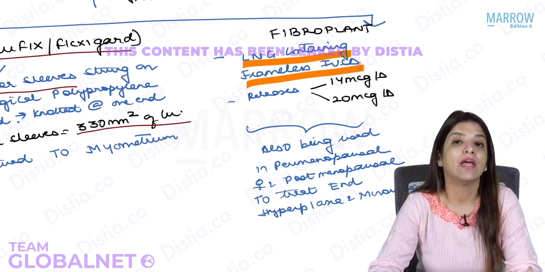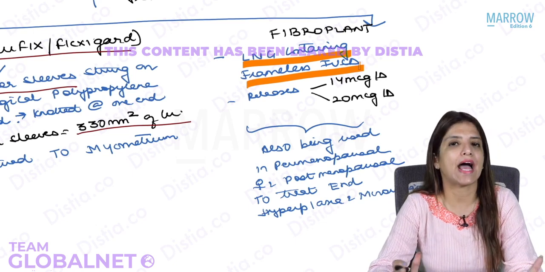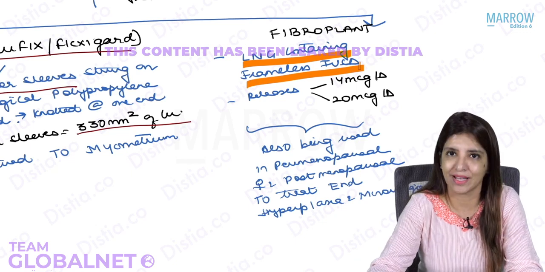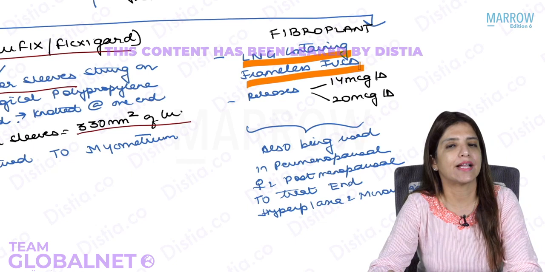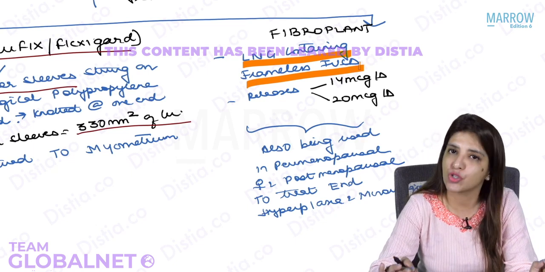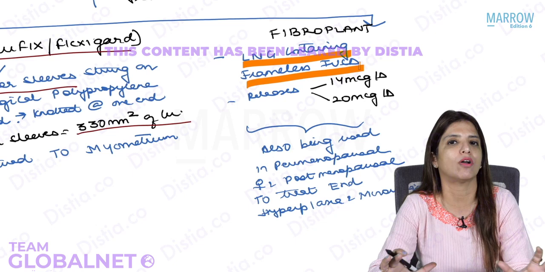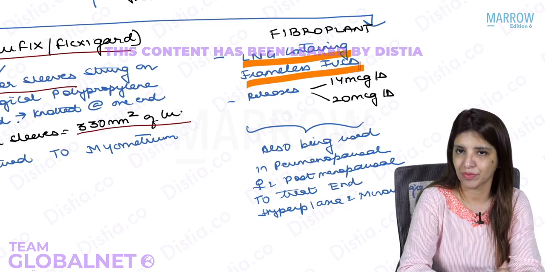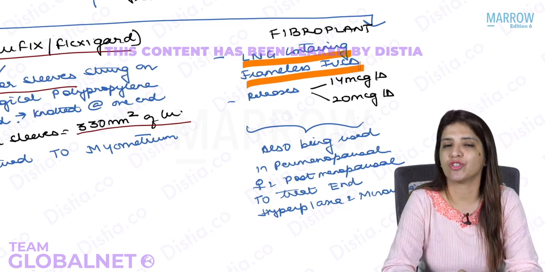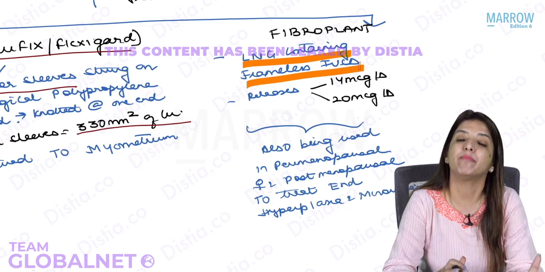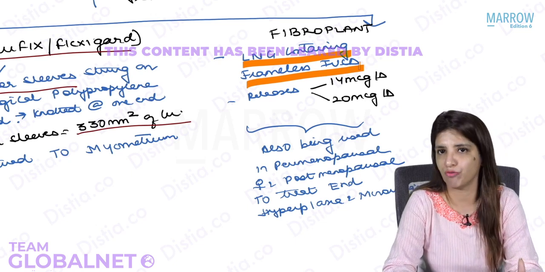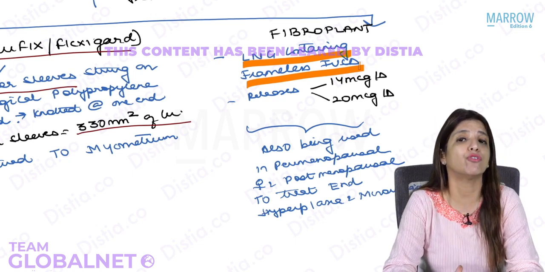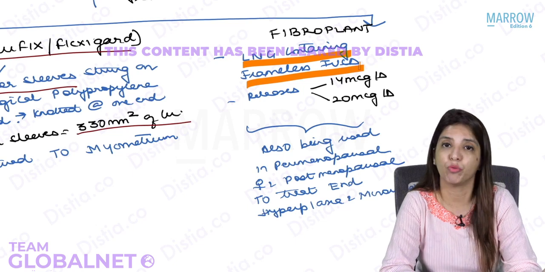Now, as you know, progesterone has anti-proliferative activity, right? This is something which we've been doing for such a long time. So, because progesterone has anti-proliferative activity, progesterone-containing IUCDs are used for management of endometrial hyperplasia without atypia, right? So if there is endometrial hyperplasia without atypia in a perimenopausal or a postmenopausal female, then I have to use a progesterone containing IUCD, and instead of using Mirena, I am going to use a fibroplant.